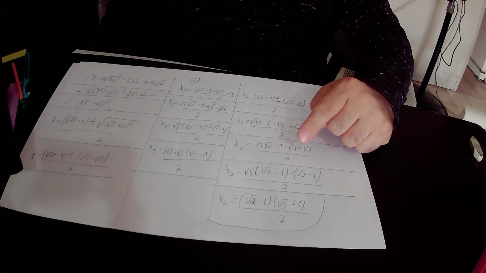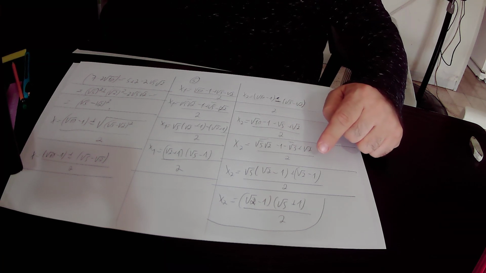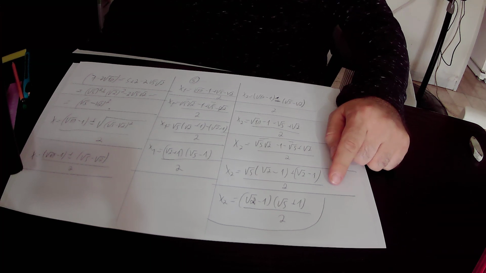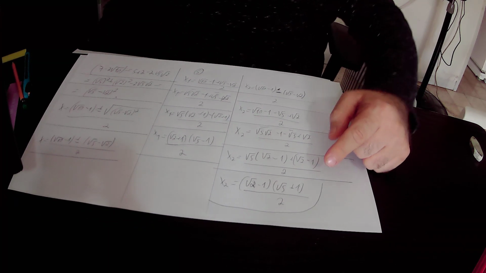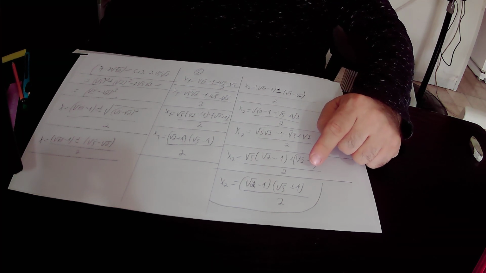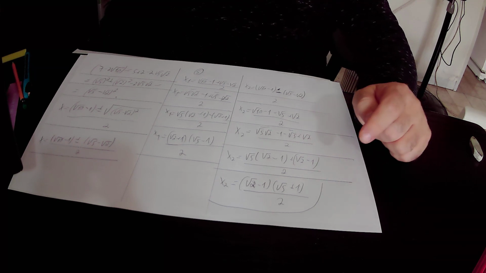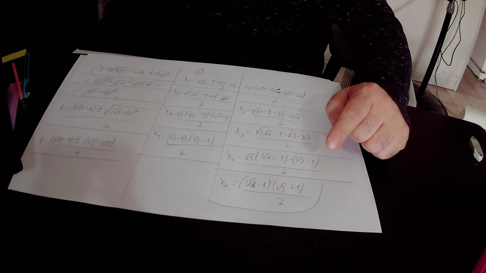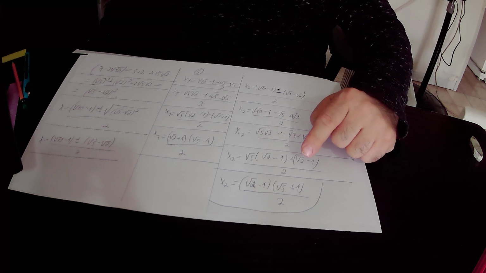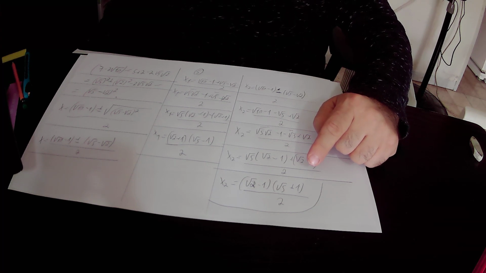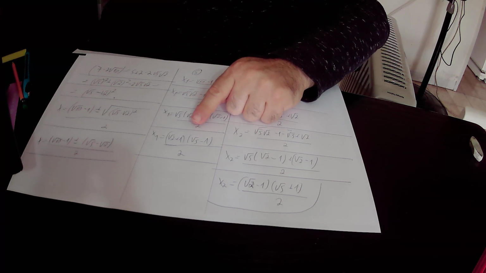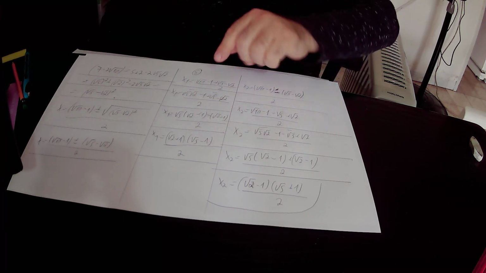Inside the brackets we have square root of 2 minus 1 plus square root of 2 minus 1. Here we took square root of 2 minus 1 as a common factor, and inside the brackets we have square root of 5 plus 1 over 2. So x2 in conclusion is equal to square root of 2 minus 1 times square root of 5 plus 1 over 2. And x1 equals square root of 2 plus 1 times square root of 5 minus 1 over 2.